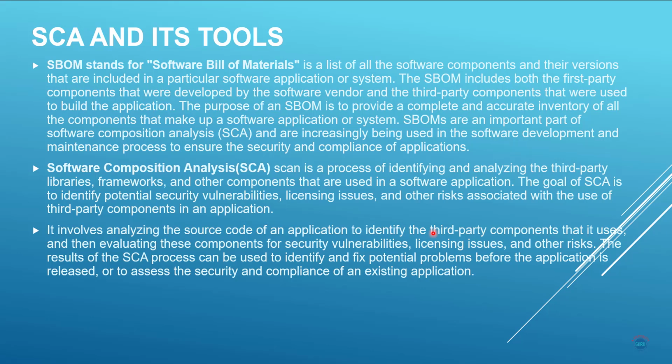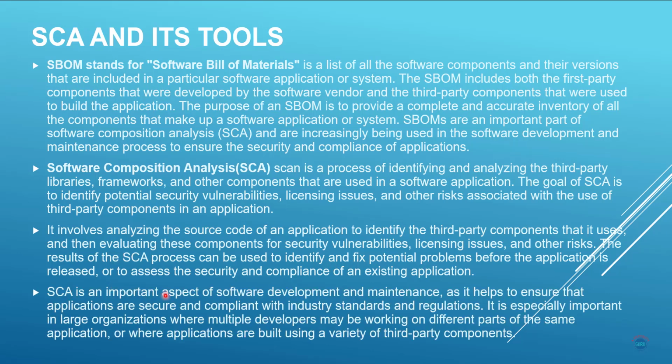Now within SCA, the security tool identifies security vulnerabilities within third-party components. It also identifies any kind of license issues and any kind of other risk. Also, the security tool provides recommendations to fix these problems, right? Then SCA is an important aspect of the software development lifecycle as it will help us to make our application secure. I hope you are now clear what's the difference between SBOM and SCA and what exactly happens within SCA scan.